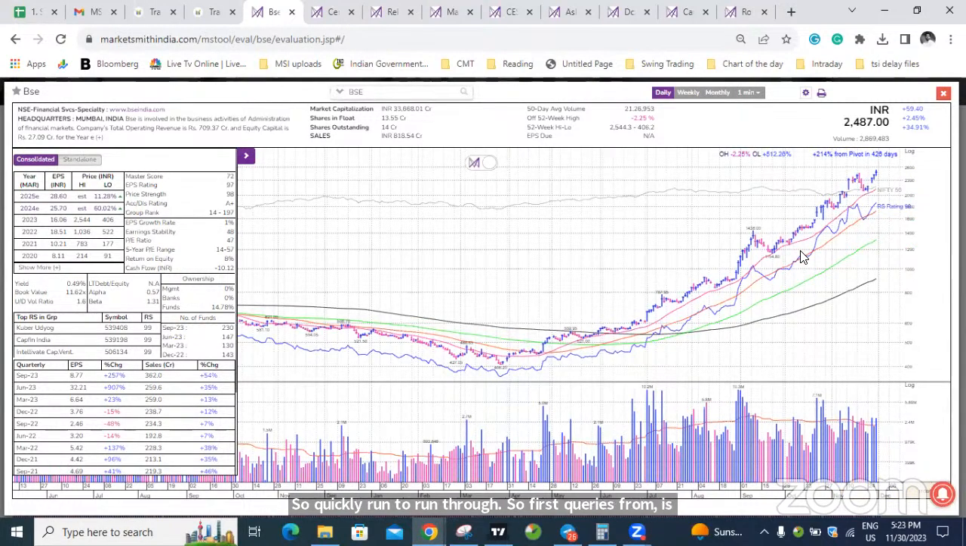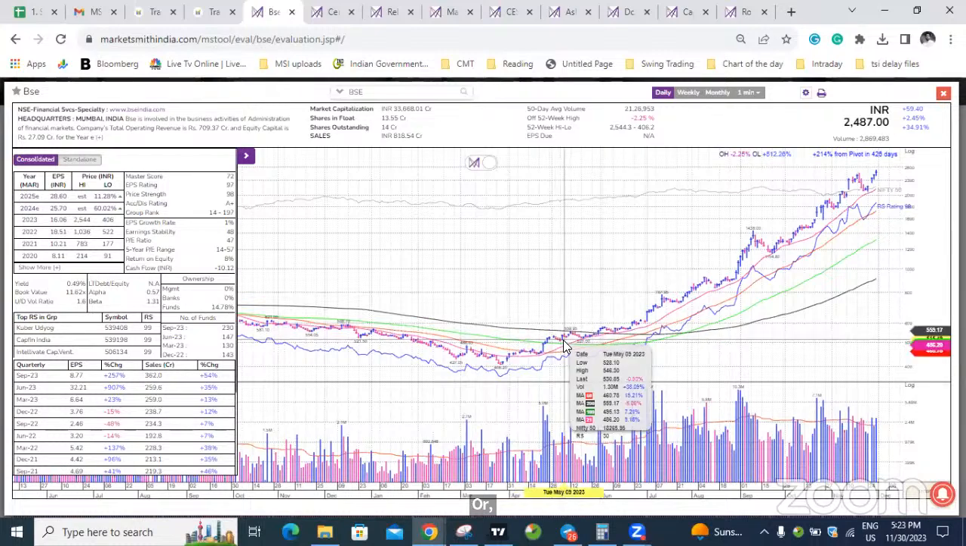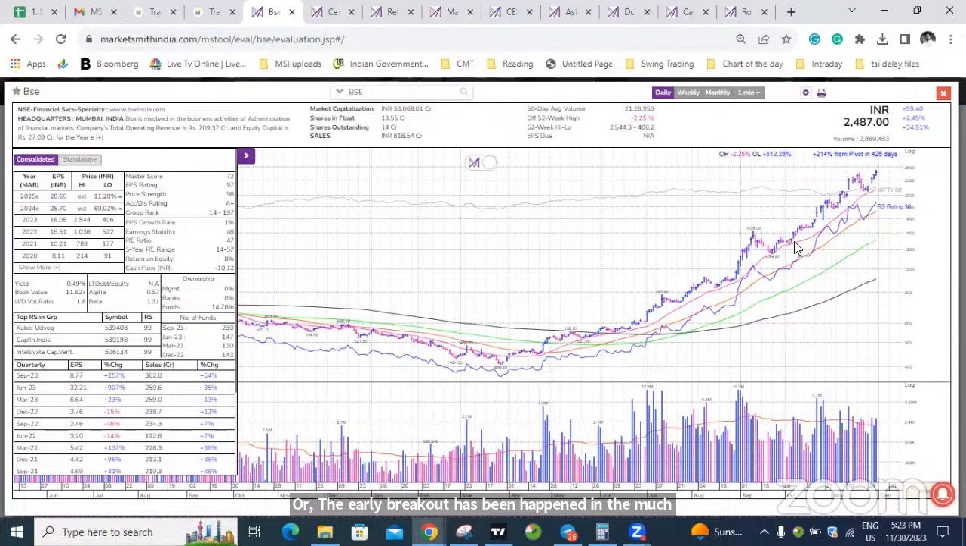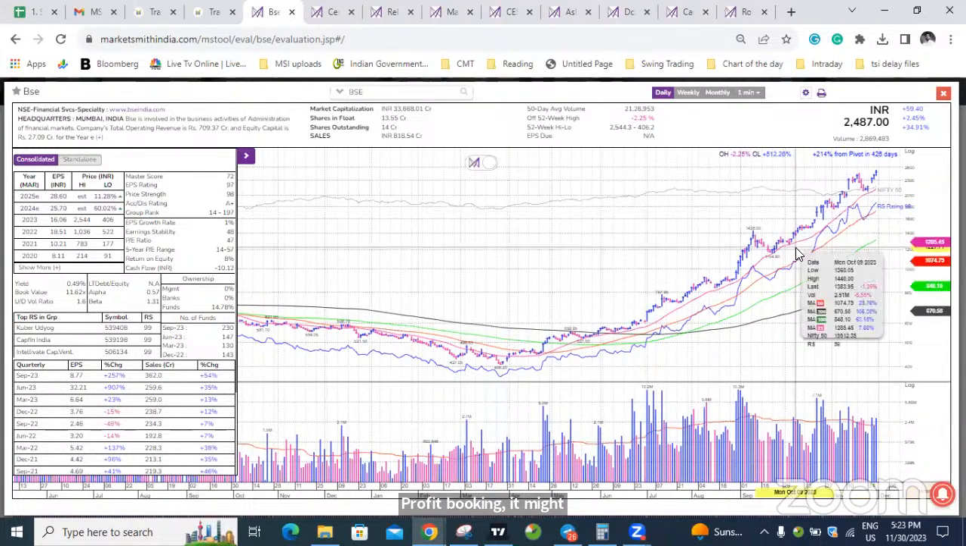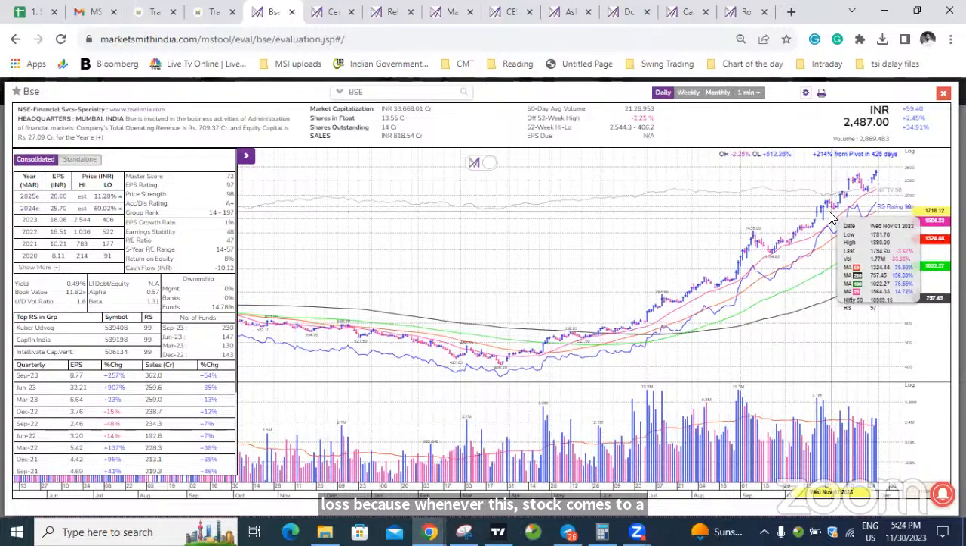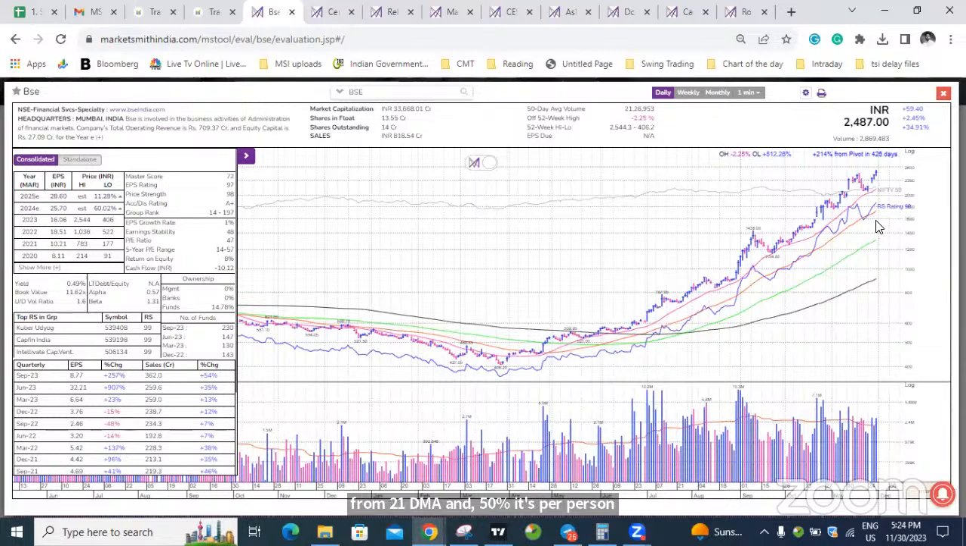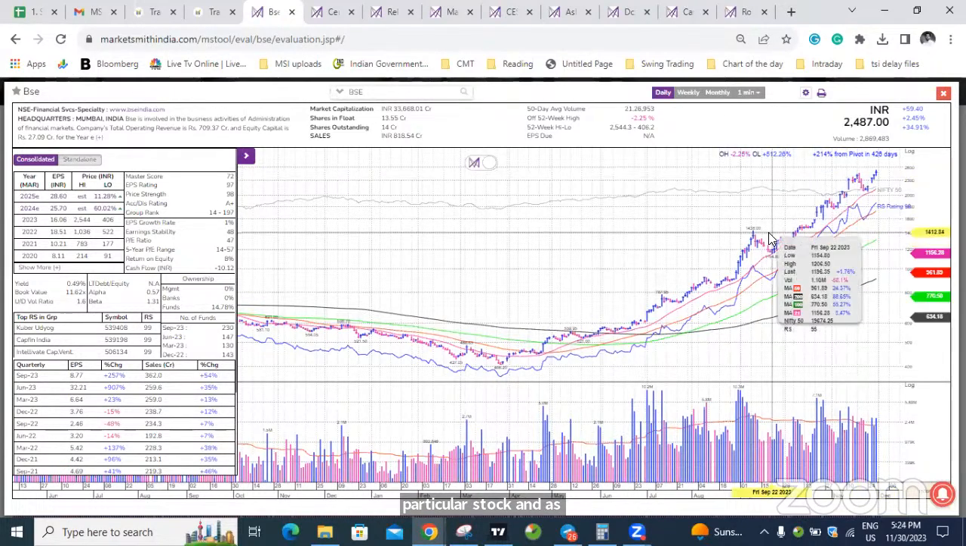From the current perspective, at the current juncture, a fresh position cannot be taken in this particular stock. The early breakout happened much earlier, in the month of May, and there has been a continuous uptrend since then. It is continuously holding its 21 DMA and gaining. Any profit booking might hit a bigger stop loss, because whenever the stock goes into consolidation, eventually it will break 21 DMA and 50 DMA. If you see, it is almost 17% from 21 DMA and 44% from 50 DMA. So your risk reward ratio will not be favorable in this stock, and William O'Neil doesn't advise buying at this current juncture.